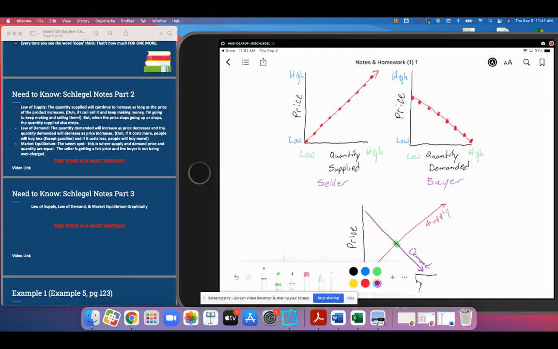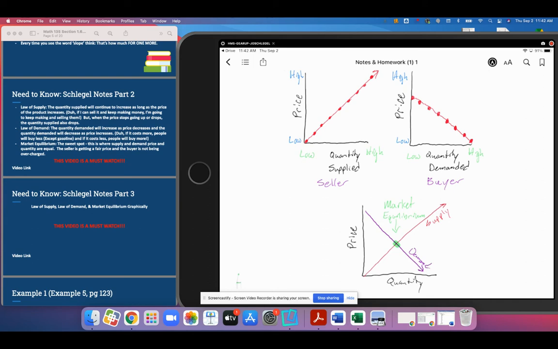And so this is exactly like some of the work you've done in previous classes in solving systems of linear equations. It's where these two graphs meet. And that spot right there is market equilibrium. It is the place where both the seller and the buyer feel like they are getting a good deal and it is working out for them.